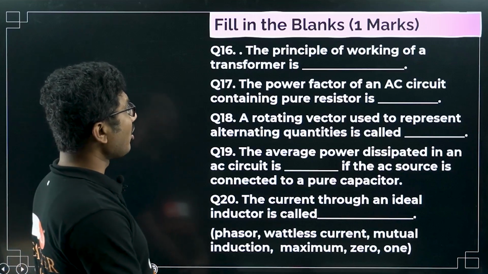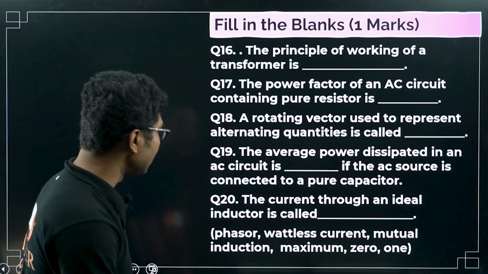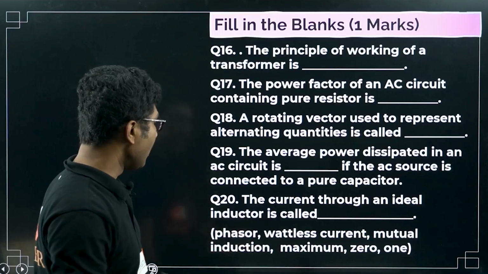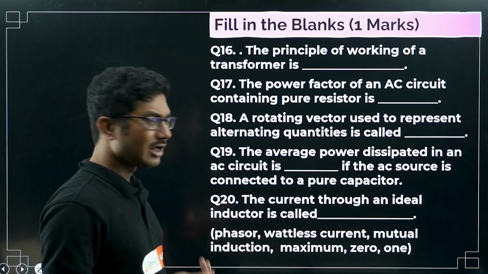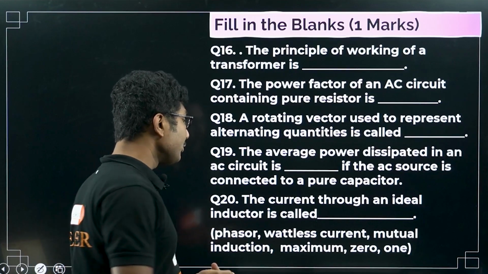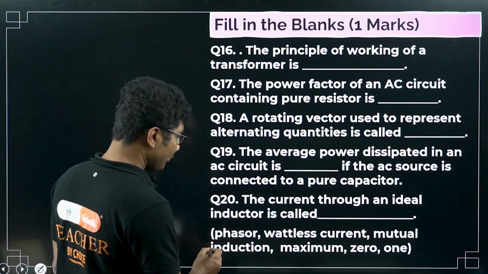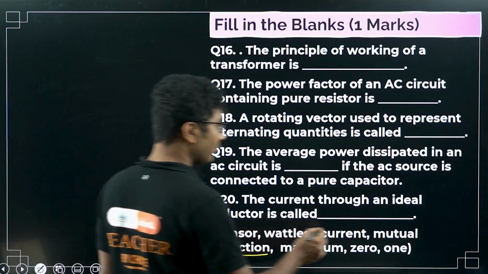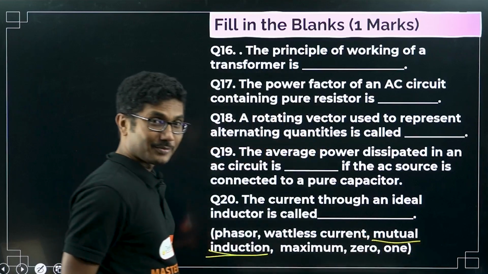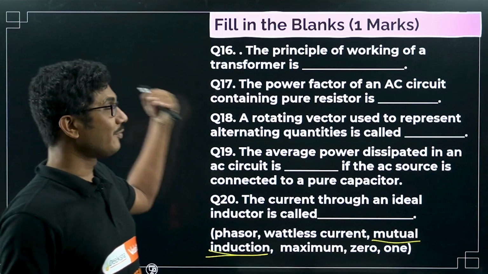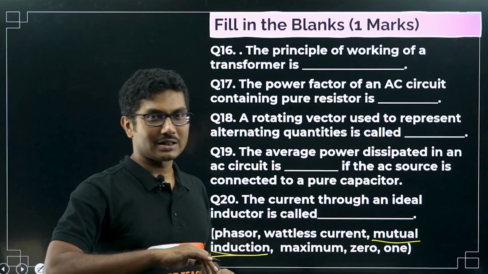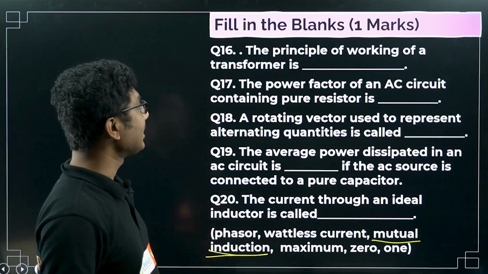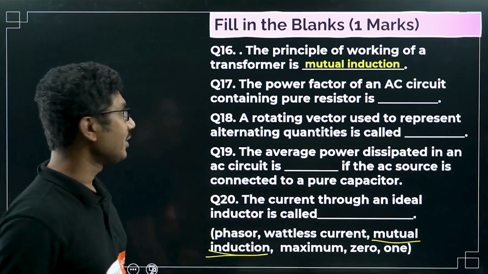The principle of working of a transformer is, let's see the options. Phasor, is it a principle? Obviously not. Wattless current? Obviously not. Mutual induction seems a good option to answer this, right? Because the principle of working of a transformer is mutual induction. They induce current on one another. That's why it is called mutual induction. So basically the answer is mutual induction.